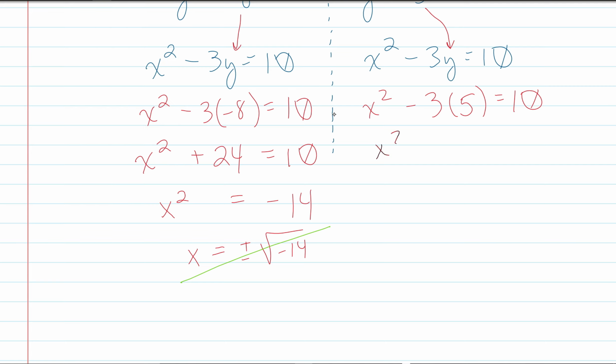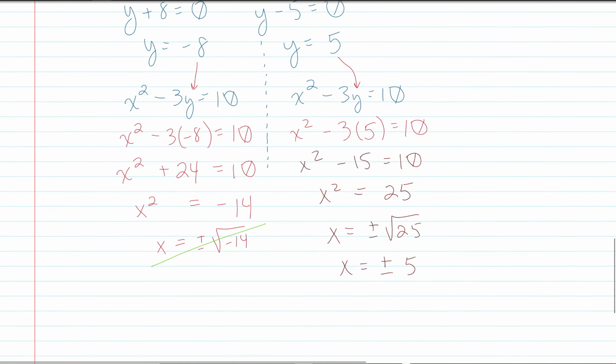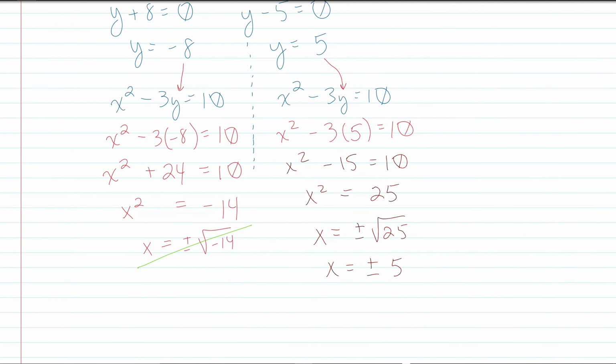So we have x squared minus 15 equals 10. And now we're going to go ahead and add 15 to both sides to get the x squared by itself. So we get x squared is equal to 25. Take the square root property, so we get x equals plus or minus the square root of 25. So x is equal to plus or minus 5. Alright, so looking back, we can't use that left-hand side, so we can't use y equals negative 8. We go back and say, okay, we have x equals positive and negative 5.